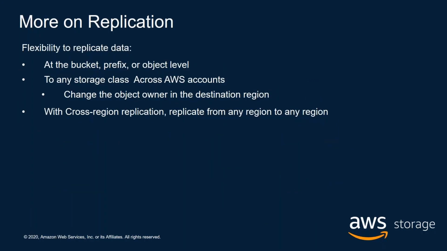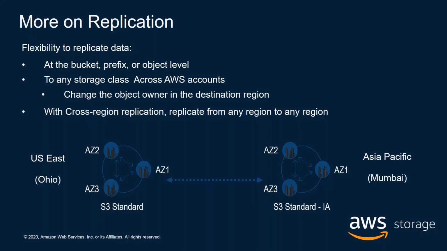More about replication. For all replication rules, you have the flexibility to replicate at the bucket, prefix, or object level. As a best practice, you want to also think about replicating data to a different storage class from the source bucket. For example, if your secondary copy will be accessed less frequently but requires rapid access when needed, consider standard infrequent access. Or let's say you have a data archival use case and you're looking for a secure, durable, and low-cost storage class, then Glacier or Glacier Deep Archive may be the right options for you. In the next few slides, we will present a few replication examples.